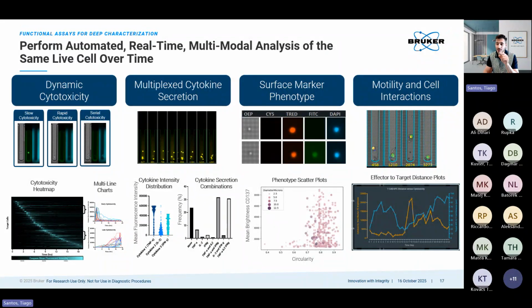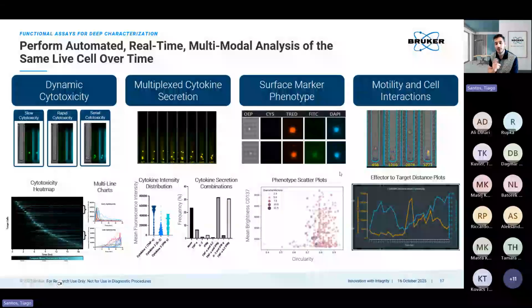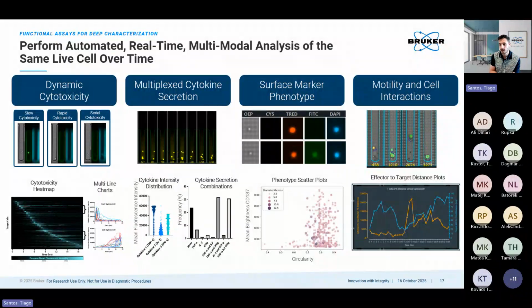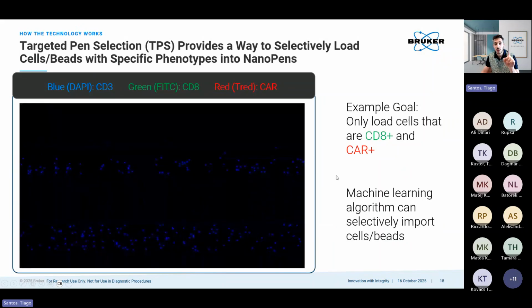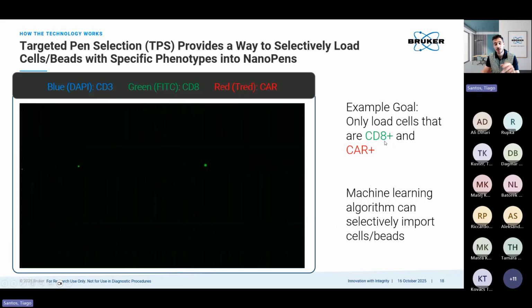So first, let's go to surface phenotyping. As I mentioned, you yourself have the control over the single cells that you want to analyze. So you can sort cells based on morphology, but also surface markers. What we have in this video is a part of the chip where basically we asked Beacon, in this mixed population, to find one CD8 positive, CAR positive T cell.